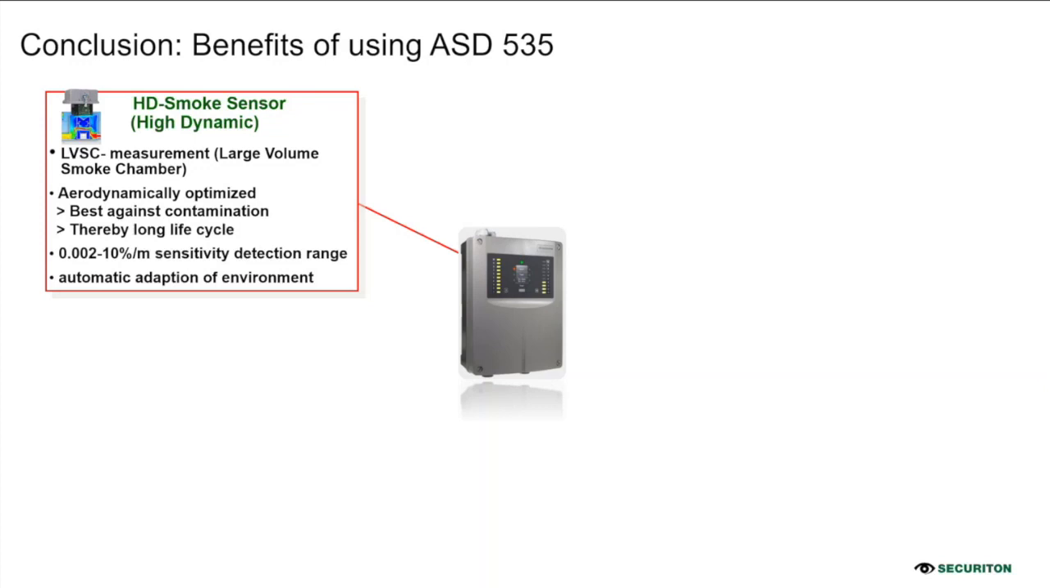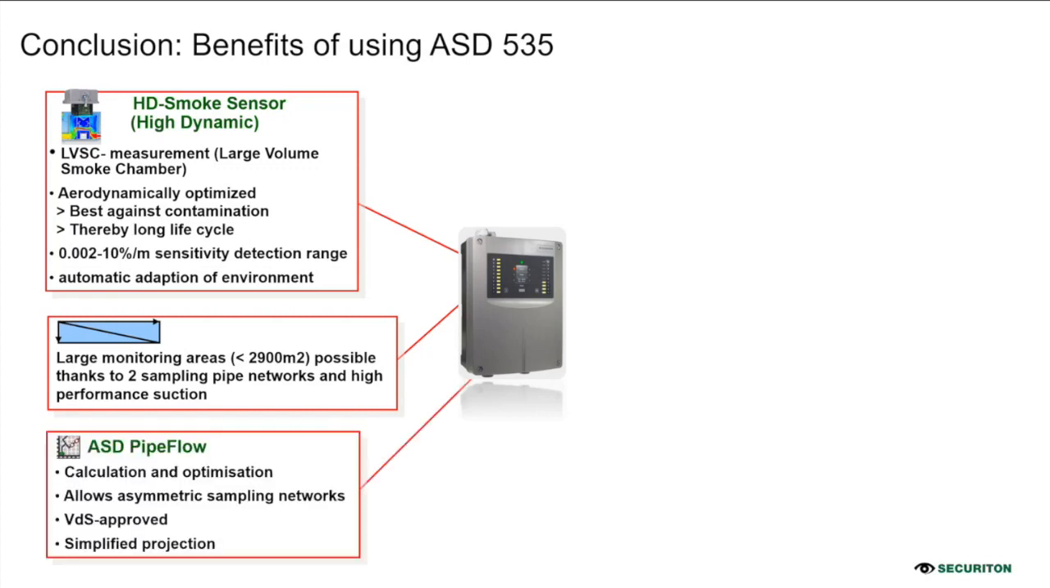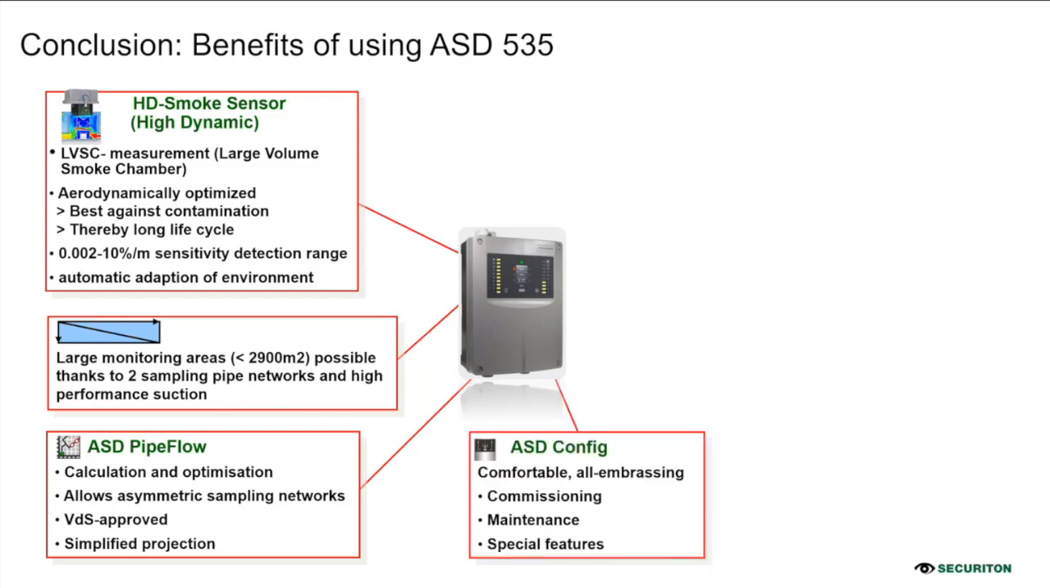It's aerodynamic, whereby it can go from 0.002 OBS per meter in terms of detection, and it can cover larger areas. Okay, since we have two sensors, it can go 2 times the coverage area that other point or other detectors in the market are able to do. We also have the pipe flow calculations and the flow metric, asymmetric or symmetric calculations possible, and it's VDS approved calculations that you can use to design and simplify the projection before going to the site. And we also have the ASD config, which is a software used.